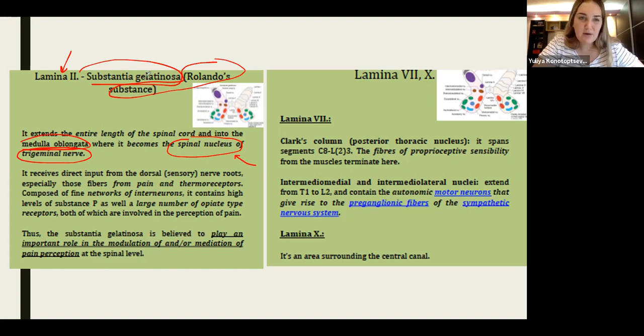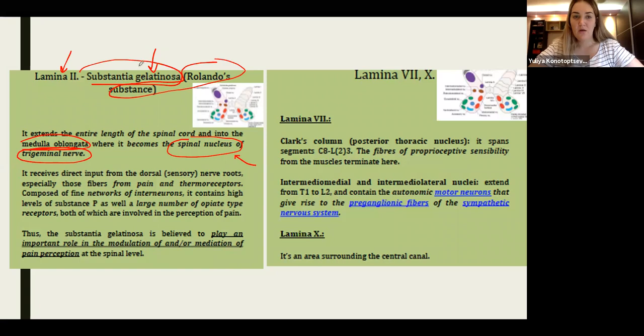So is it clear about this lamina number 2? Axons there are unmyelinated. That's why they are gelatinous. That's why they have this weird consistency. The axons there ascend through the entire length of the spinal cord, and they end up in the spinal nucleus of the trigeminal nerve, which is located in the medulla oblongata.